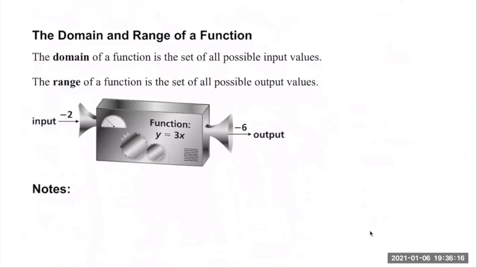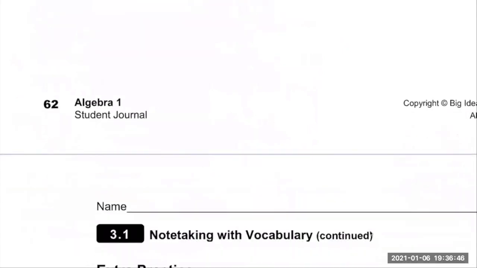So domain and range. The domain of a function is the set of all possible input values. So that is your x. So this is your domain. You put in those numbers, you put it into the function. What you get out is your output. That is also your range. So all of those things relate together. And it's really important to make sure that we have those tied together, because that's going to help us further down the line.